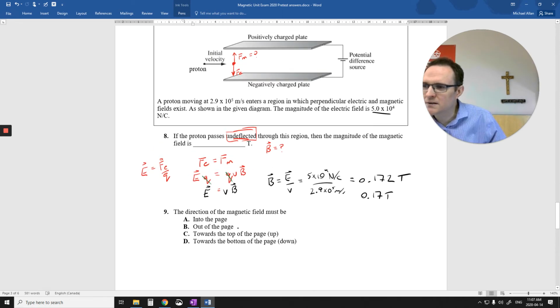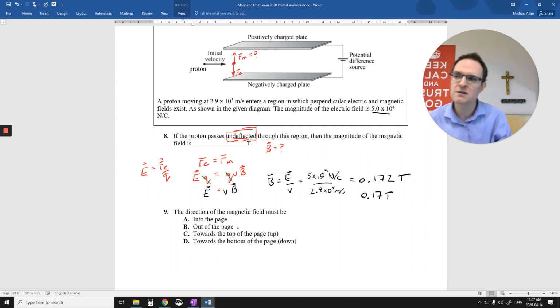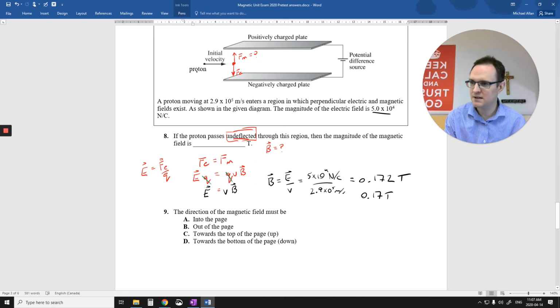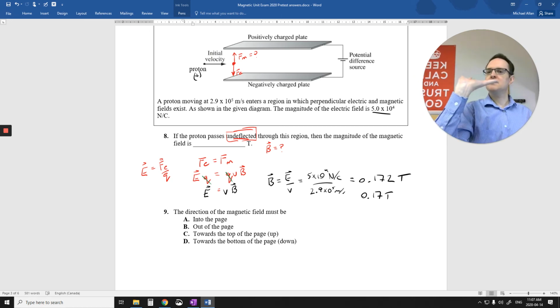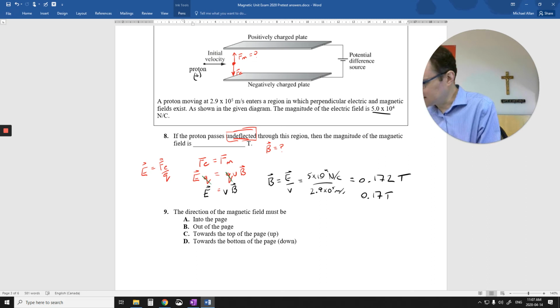Okay, so now the next question to ask is, what's the direction have to be to maintain this undeflected motion? So I need that force to be upwards. Okay, so first thing, this is a proton, so it's positively charged. I got to use my right hand. My particle is moving this direction, so it's going to go that direction. Right? Force is upwards.